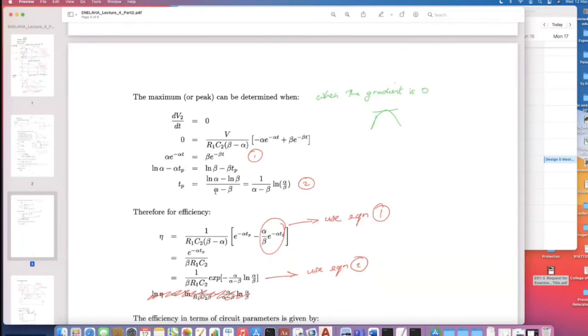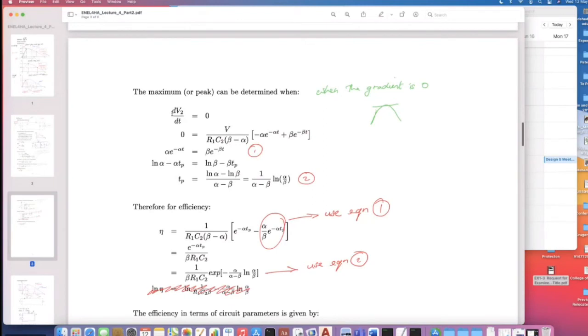So when we consider peaks or maximums in maths or signal analysis, we know that at the peak of the waveform, there is no gradient. The gradient is equal to 0. It's not changing. So we can set a derivative or gradient equal to 0, and we can start trying to find our peak values or our times to peak.